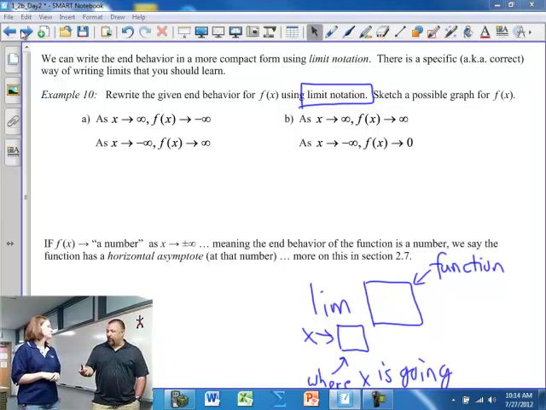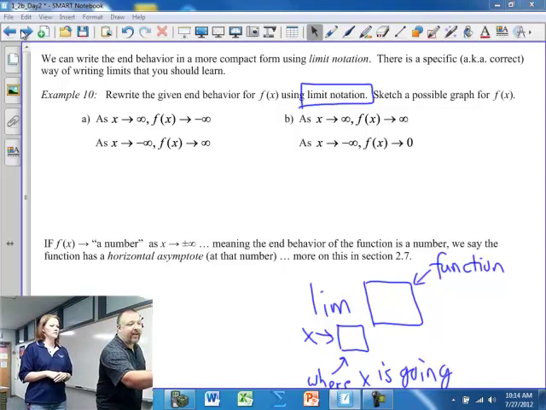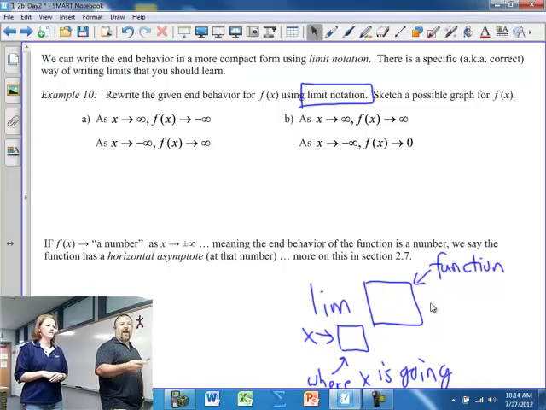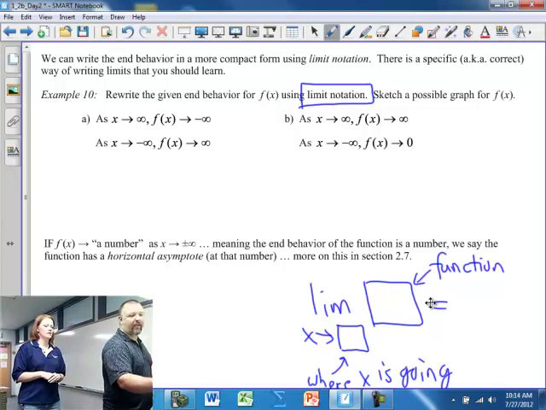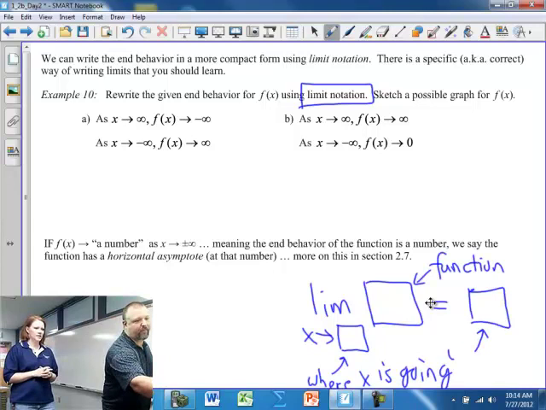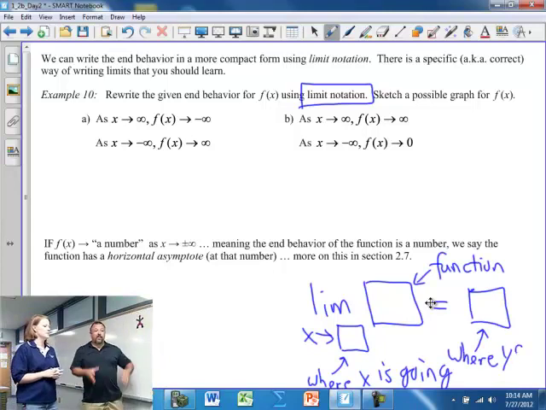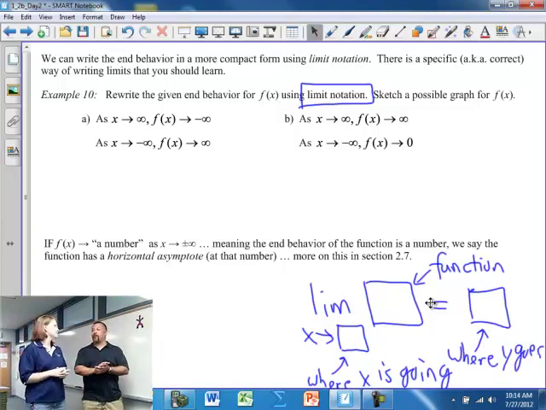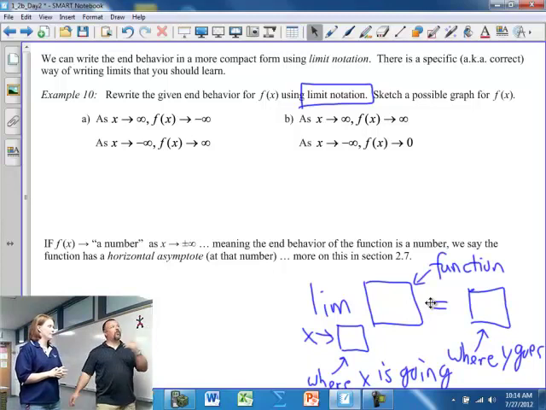Then you're either going to write f of x for the function, or you can actually write the function if you know what it is. And then you're going to write equals. We're going to talk about where f of x is going, or where y goes. That's really what we're doing, but there's a specific way to write it. It's like learning a foreign language and learning how to write specific symbols. You've got to write it the right way.